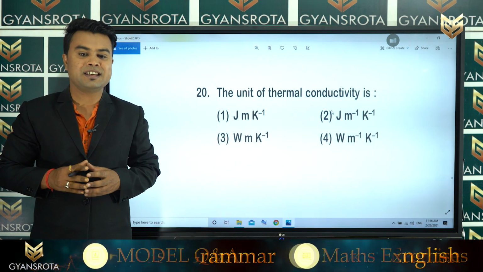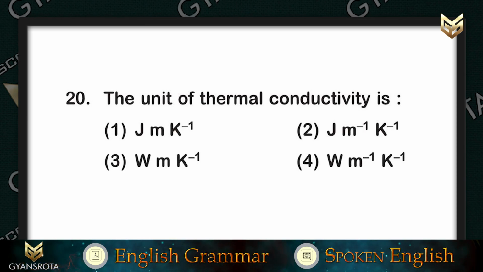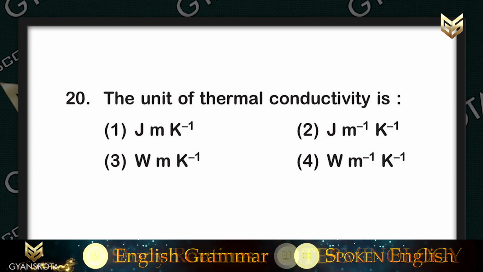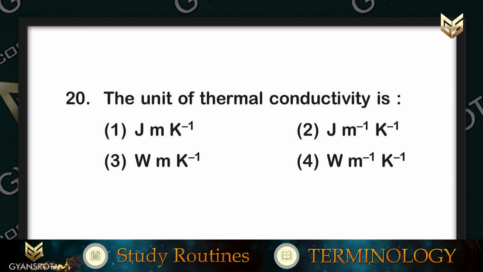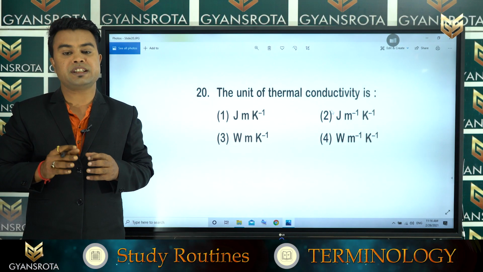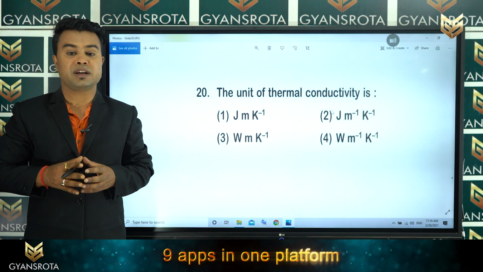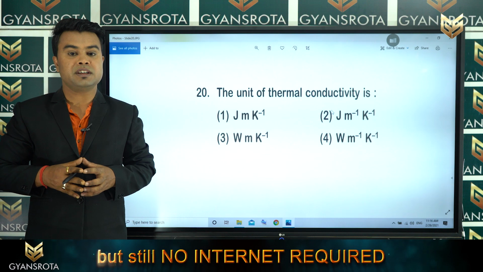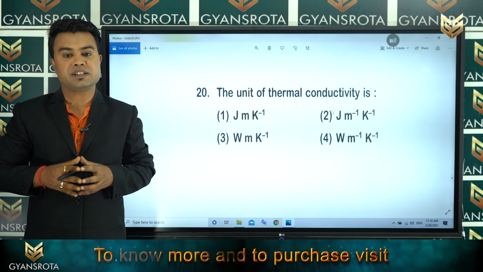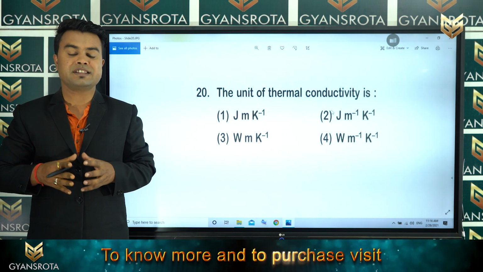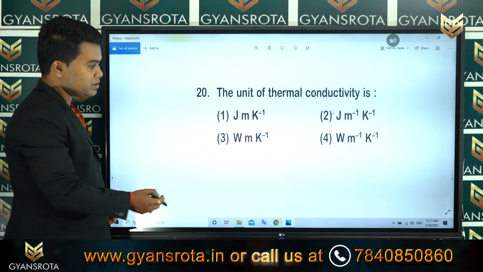Question number 20 says, the unit of thermal conductivity is joule meter per Kelvin, joule per meter per Kelvin, watt meter per Kelvin, or watt per meter per Kelvin. As we know, this is a direct question from the chapter, which one? Thermal properties of matter, that is thermal conductivity. That point you have to study. You will see that the unit is completely given there and the answer is number 4. So option 4 is the correct answer. So I can take option 4.